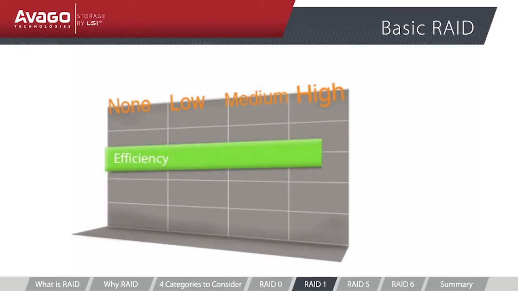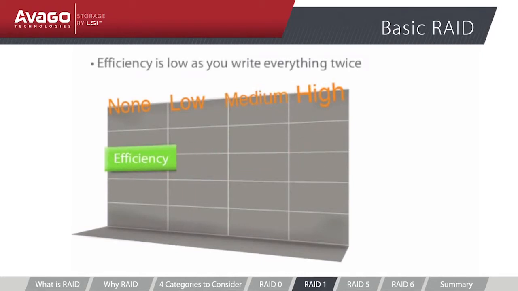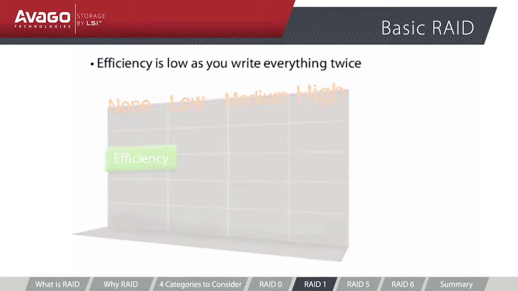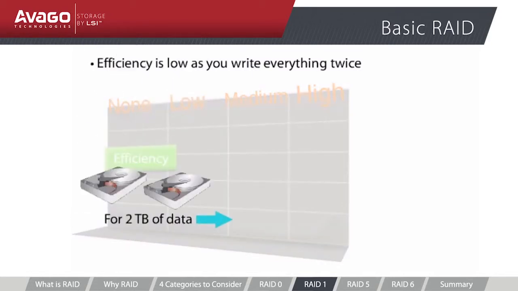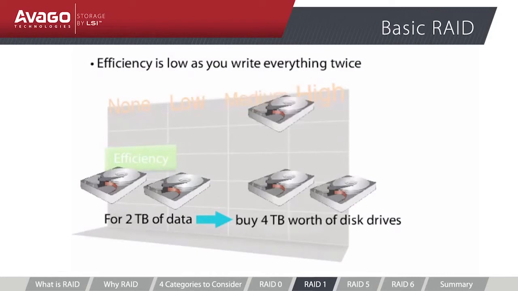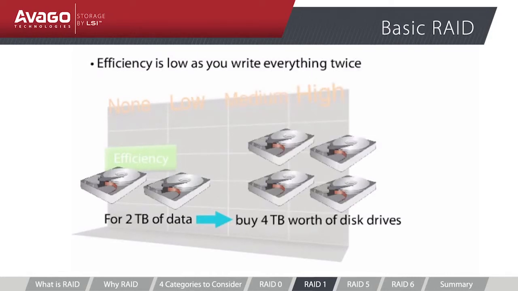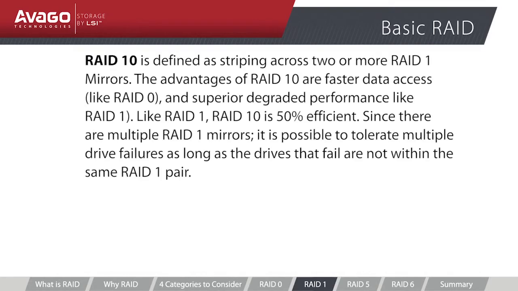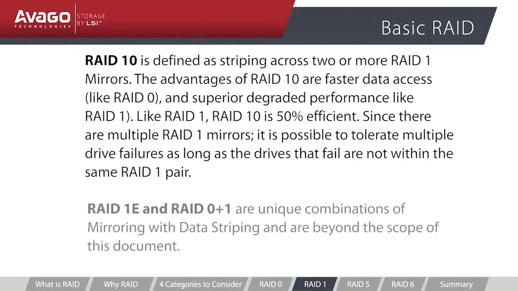RAID 1 is the lowest efficiency RAID level. This is because you have to write everything twice. As an example, if you need 2 terabytes worth of data storage, you need to buy 4 terabytes worth of disk drives. You will get exactly half of the available drive capacity. Some applications also use RAID 10, RAID 1E, RAID 0+1.